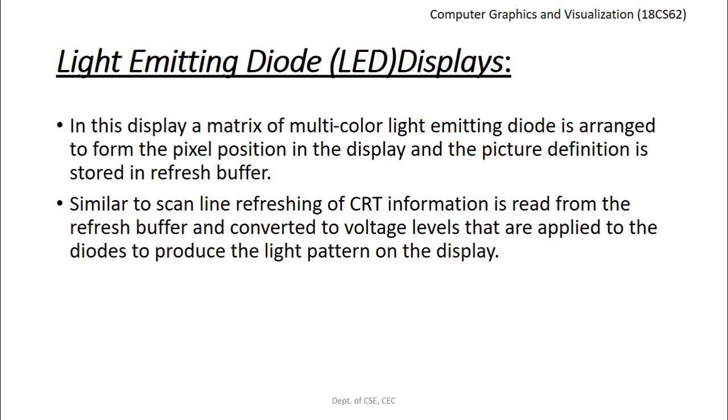Similar to the scan line, refreshing of the CRT information is read from the refresh buffer and converted to voltage levels that are applied to the diodes to produce the light pattern on the display. So in case of LED displays, we have a matrix of multicolor light emitting diodes arranged to form the pixel positions in the display, and the picture definition is stored in the refresh buffer. Similar to the scan line refreshing of the CRT, the information is read from the refresh buffer and converted to the voltage levels that are applied to the diodes to produce the light pattern on the display.